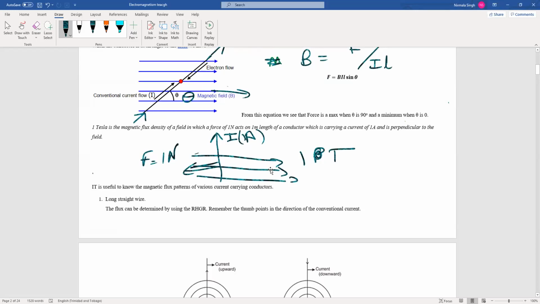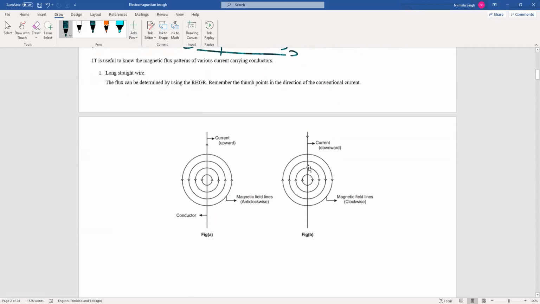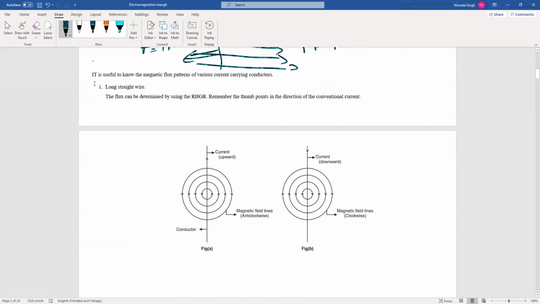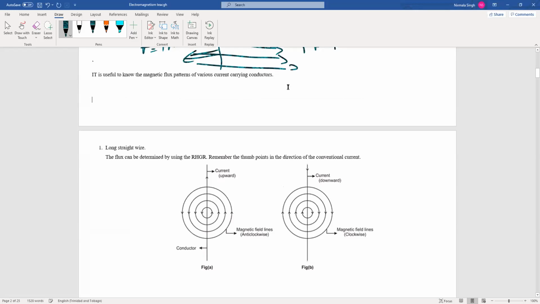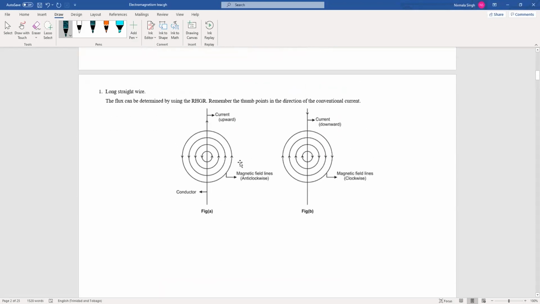It is useful to know the magnetic flux patterns of various current carrying conductors. So we have to know 1, a long straight wire. Here we're going to look at 2 long straight wires in different directions. Then we have to look at a plain circular coil and then a solenoid. So here we're going to reintroduce to you or reacquaint you with a rule you should know. You all know.